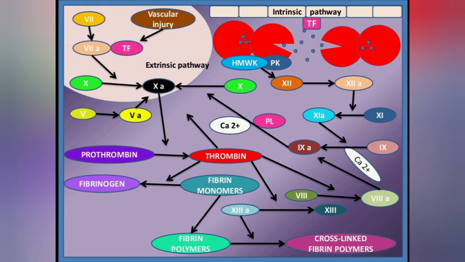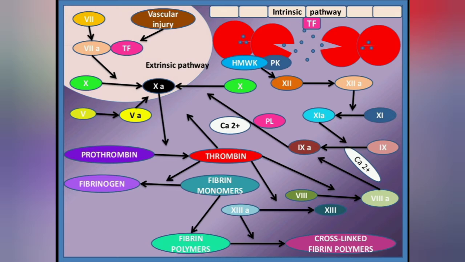The assemblage of contact phase components results in the conversion of prekallikrein to kallikrein, which in turn activates factor 12 to factor 12A. Now this factor 12A then activates factor 11 to factor 11A. Factor 12A will also hydrolyze more prekallikrein to kallikrein, establishing a reciprocal activation cascade. Kallikrein acts upon high molecular weight kininogen, leading to the release of bradykinin, a potent vasodilator.